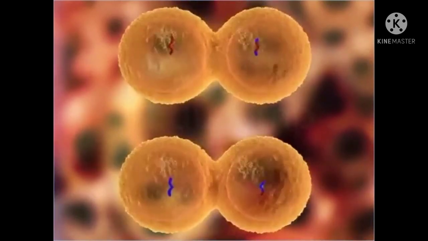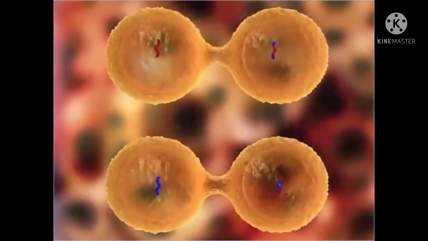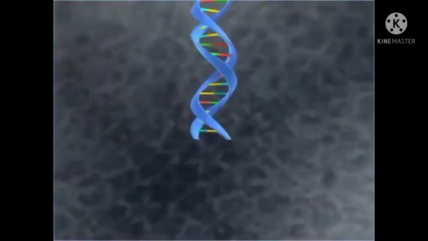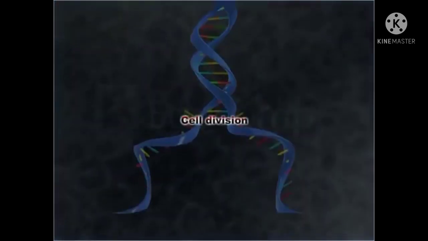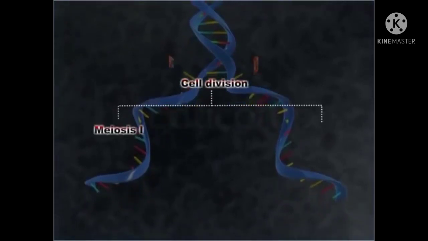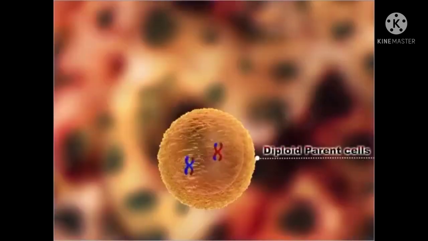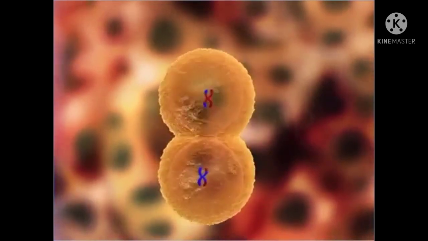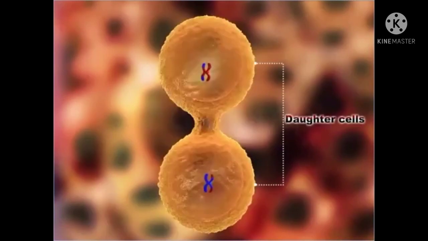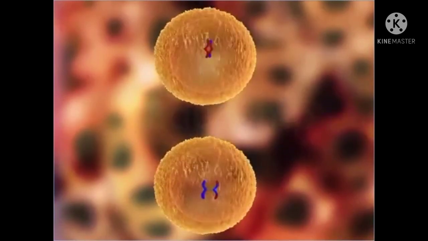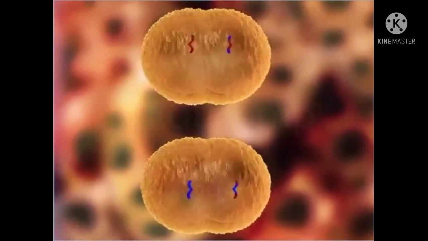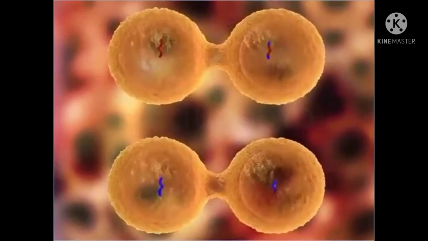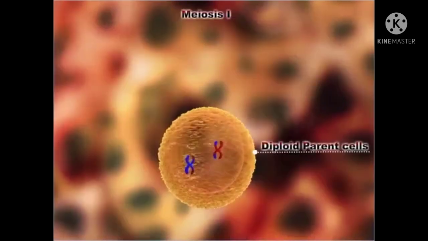Students, always remember, meiosis involves a single round of DNA replication followed by two cell divisions, that is meiosis 1 and meiosis 2. The entire process of meiosis results in the formation of four haploid daughter cells, each with half the chromosome number present in the diploid parent cell. However, after fertilization occurs, the chromosome number gets restored.